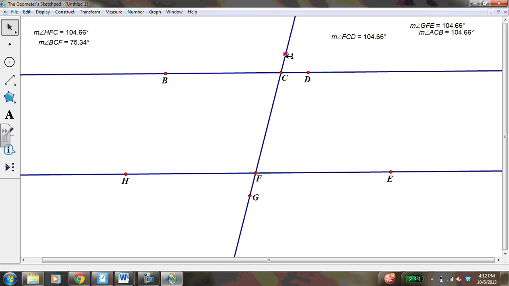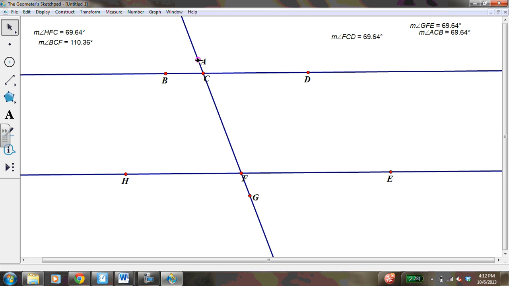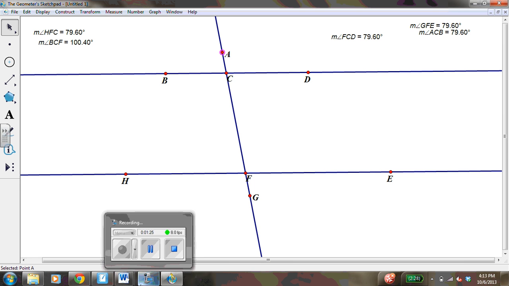If you notice, for example, 110.80 and 69.20 add up to be 180 degrees. Anywhere I move point A, the sum of the consecutive interior angles is going to be 180 degrees. So consecutive interior angles are always going to be supplementary. They're the only pair of special relationship angles that will be supplementary. All other special relationship angles will be congruent.